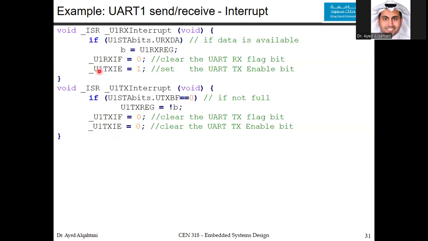What I did here, I just enable the transmit. So now I set this transmit enable, and now I'm ready for transmission. Once the flag of the transmission is set, you will go in this interrupt service routine. You check if it is not full. You flip the value that was here, and then you put it in the register ready for transmission. Once you're done, you should reset the flag and also clear the transmission.